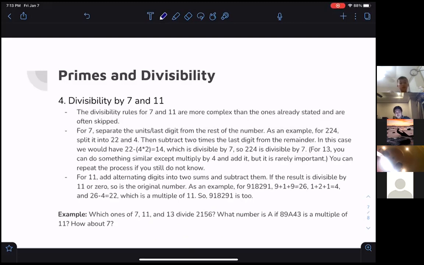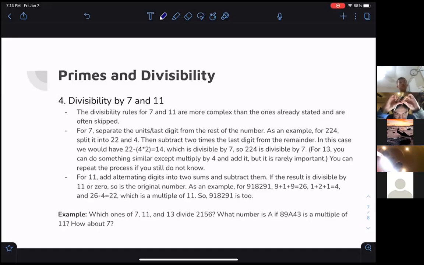All right, so for 7 and 11. 11 I already covered and alluded to, but they say it's a bit more complex. I really don't think so, as long as you remember it right and understand how you get to 11 at least. For 7, it is a bit more complex.